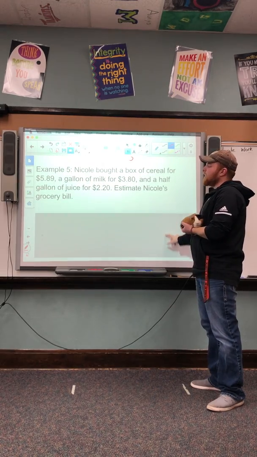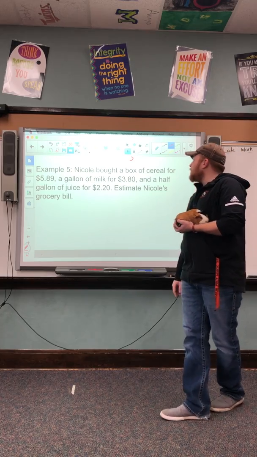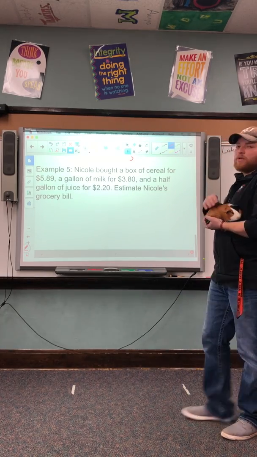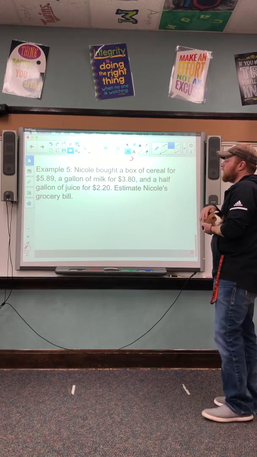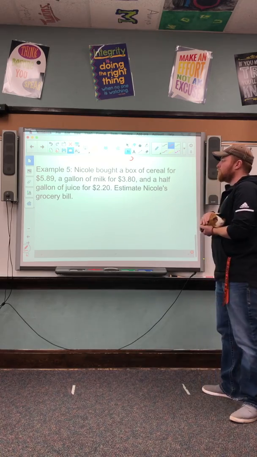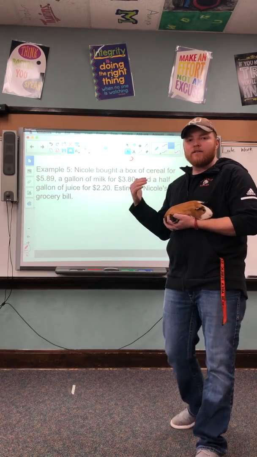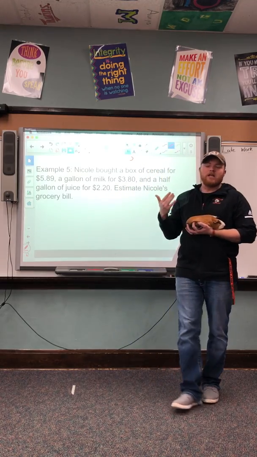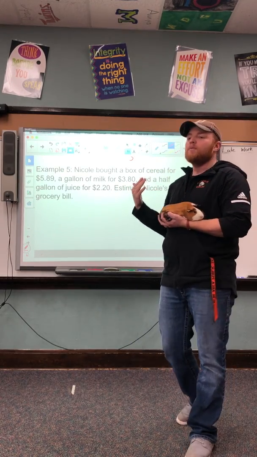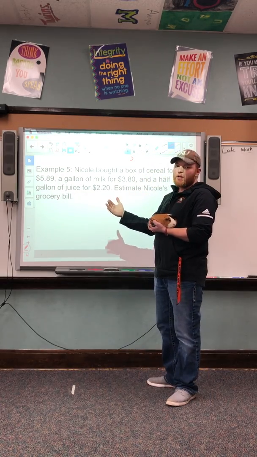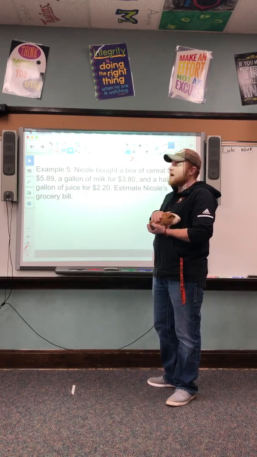All right, and then last example. Nicole bought a box of cereal for $5.89, a gallon of milk for $3.80, and a half gallon of juice for $2.20. Estimate Nicole's grocery bill. Now with this, since we're dealing with decimals, and I wish the textbook would tell you what to round to, I would round these to the nearest dollar, to the nearest whole number. Because then it'll be quick, easy math.